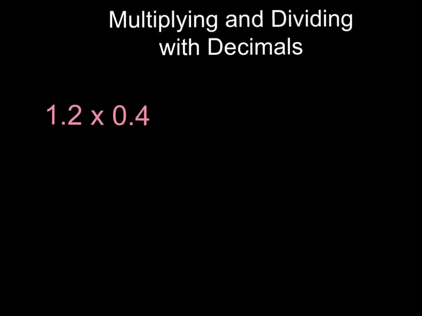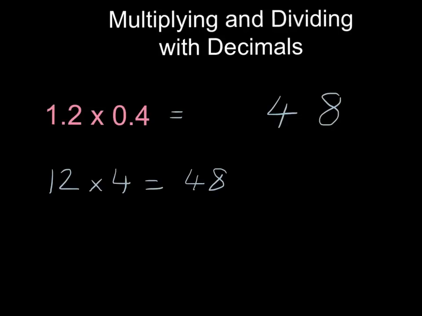So when you're trying to multiply decimals together, the first little trick is to ignore the decimal point. So instead of 1.2 times 0.4, I'm just going to say, what is 12 times 4? And the answer is 48. To get the final answer for the question, it's not 48, it's far too big.